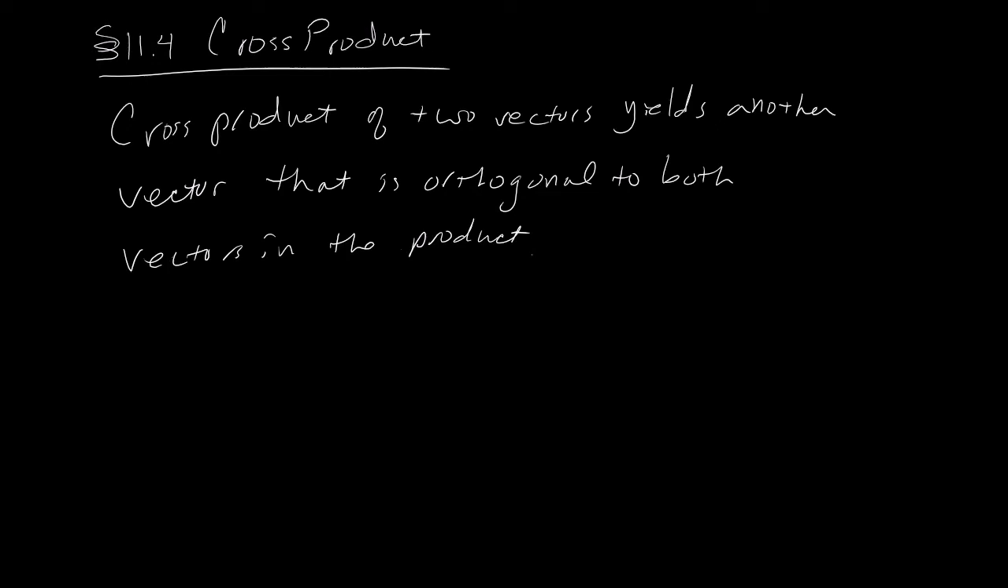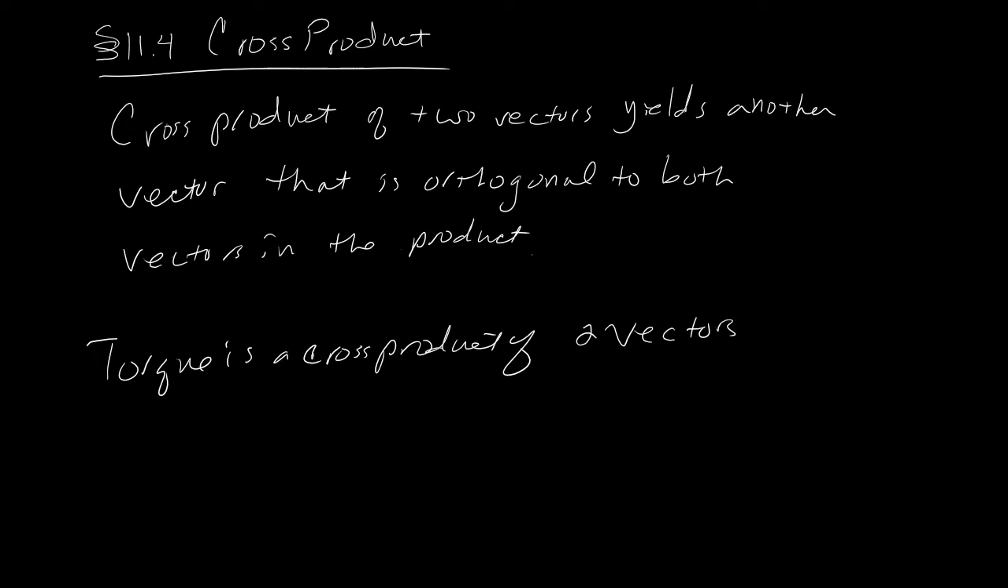The cross product has a lot of different applications. For one, torque is a cross product of two vectors. So let's write that down. Torque is a cross product of two vectors. Say you have two vectors in some plane. The torque generated by those two vectors is going to be orthogonal to both of them, like when you're tightening a screw, something like that.